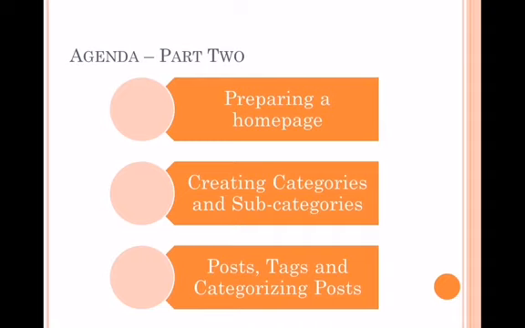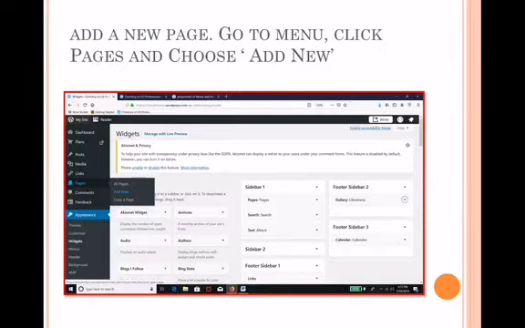In this session we'll talk about how you can prepare a page and set that page as a home page for your WordPress blog. Now how to create categories and subcategories, and how to prepare a post, and how to assign tags, and how to place those posts into various categories. That we will see in the second part of this presentation.